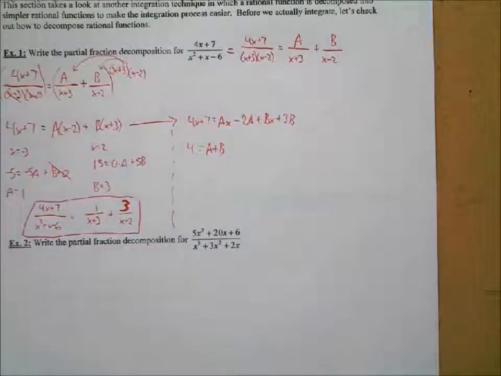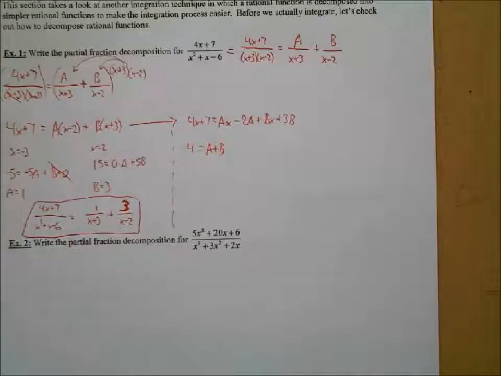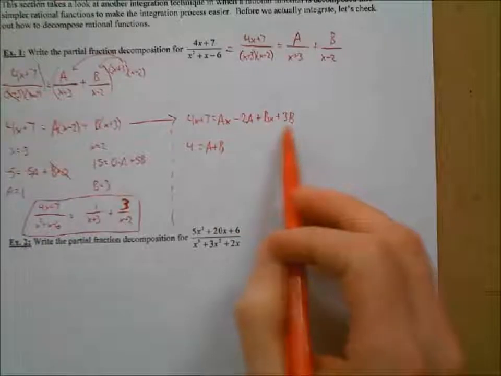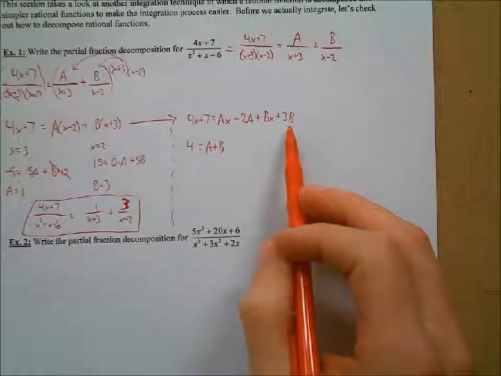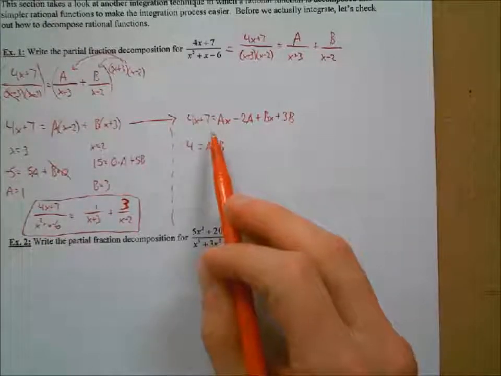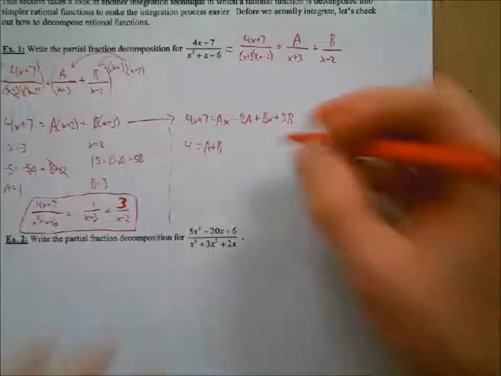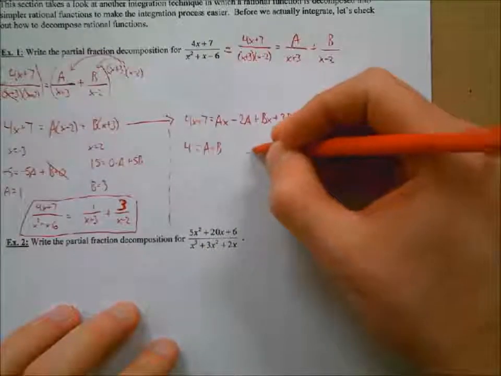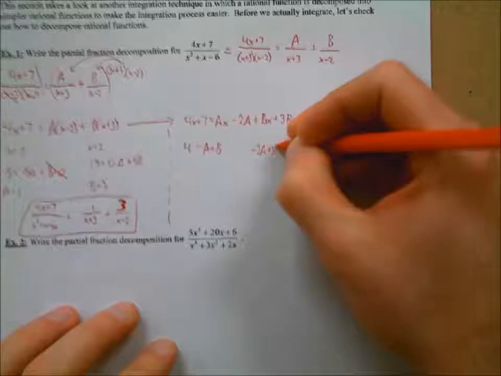Because those are x terms, I can just drop the x's. The a plus the b has to equal 4, right? Likewise, the minus 2a and the plus 3b have to add together to make what? 7. They have to add together to make 7. So we can then say, aha, so then minus 2a plus 3b equals 7.